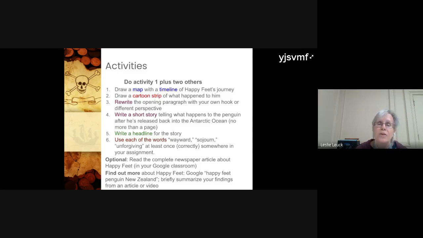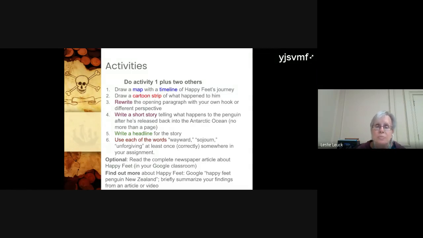You can also rewrite the opening paragraph with your own hook or a different perspective. Write a short story, and by short, I mean short, half a page to a page. I'd do that on perhaps a Google Doc that you can share with your teacher, telling what happened to the penguin after he's released back into the Antarctic Ocean. You can write a headline. I am including the actual story with the original headline, but you should write your own if you choose that one. Use the words wayward, sojourn, and unforgiving at least once somewhere in your assignment.